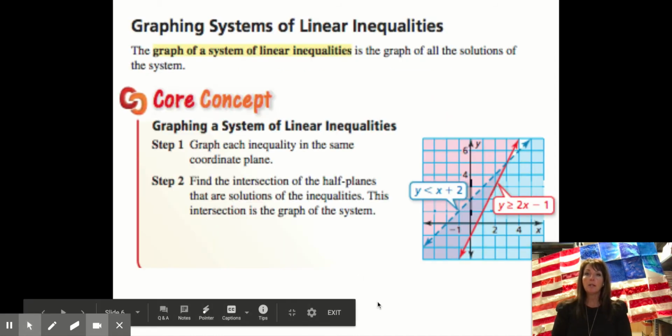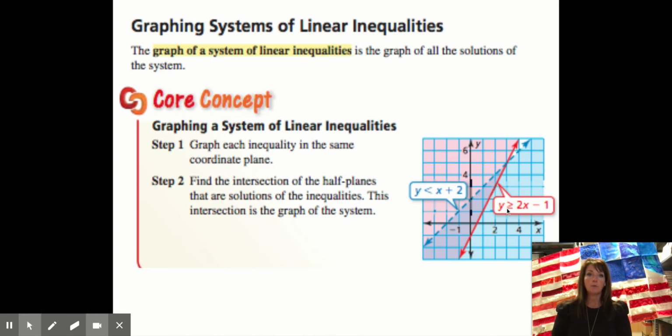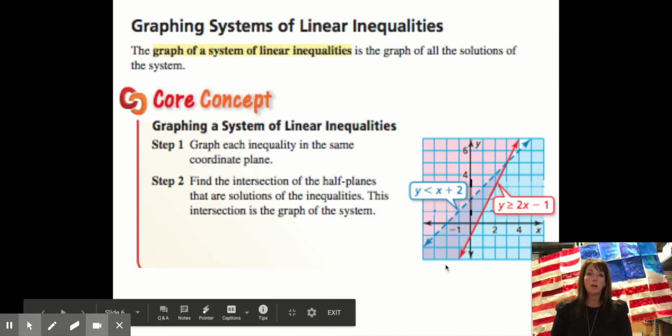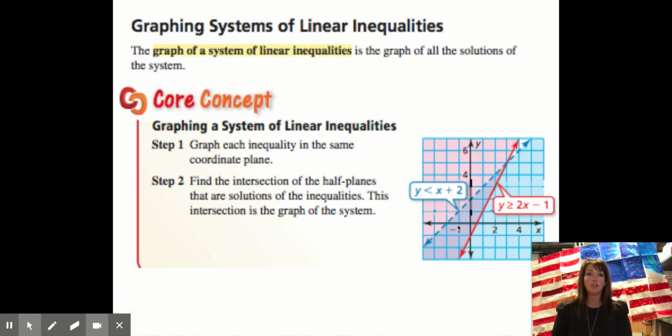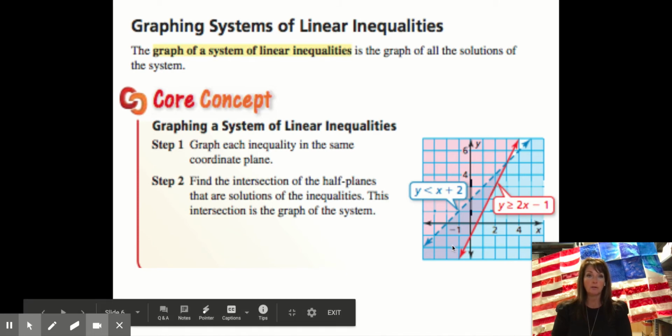All right, now we're getting to graphing the system. So notice that you can see you have a dashed line because of the less than symbol. You have a solid line because of the greater than or equal to symbol. So keep working on graphing each line individually according to their solid or dashed line, and shade the part of the coordinate plane where they overlap. So this purple part right here.